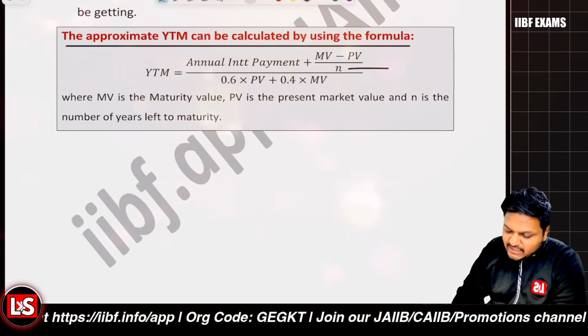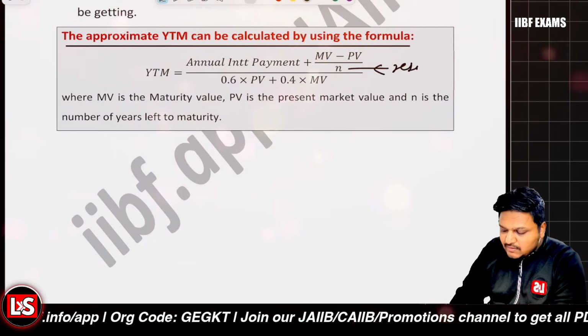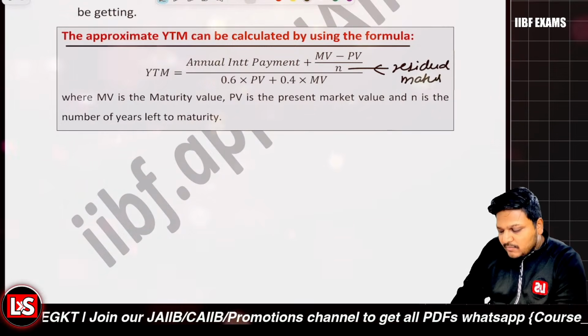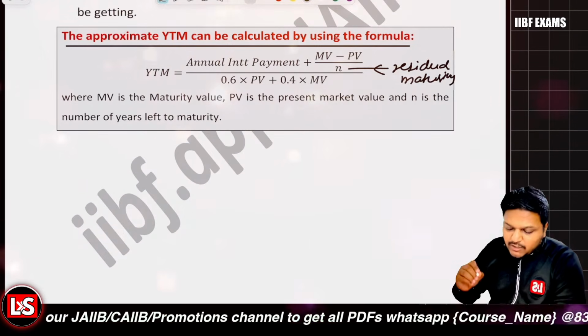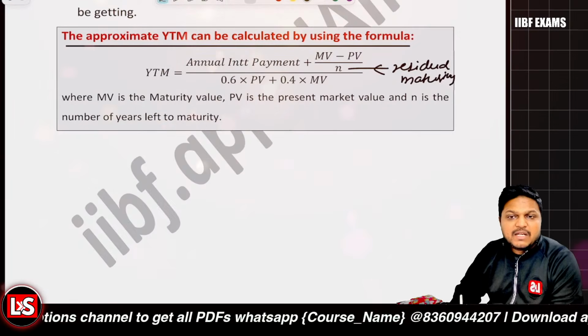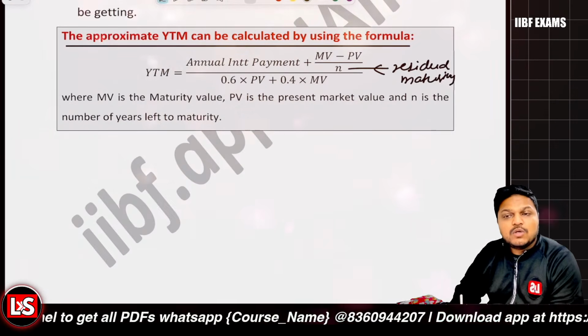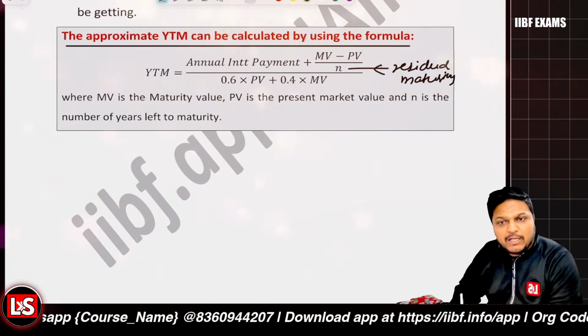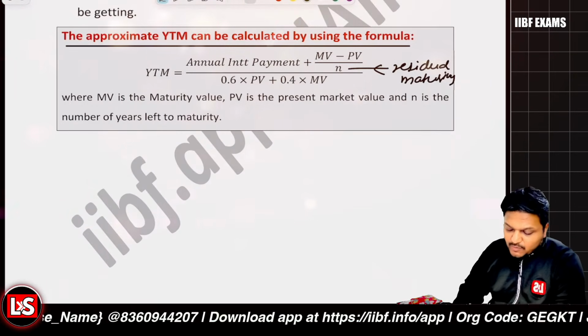So N is representing what? This is the residual maturity we are talking about. Clear with it? So this is the formula, divided by 0.6 into the present value plus 0.4 into the maturity value. Okay, so this is the formula related to it.